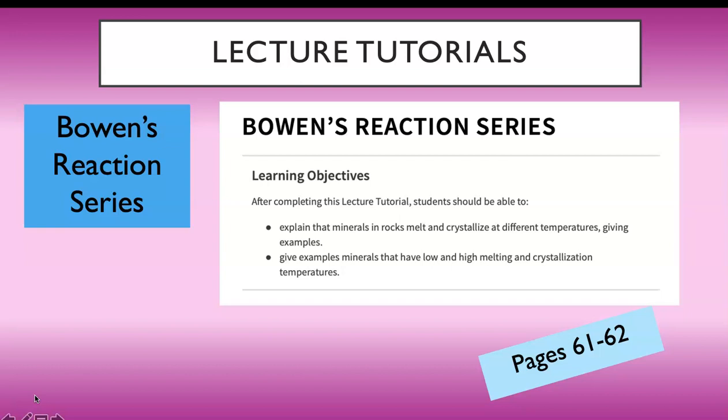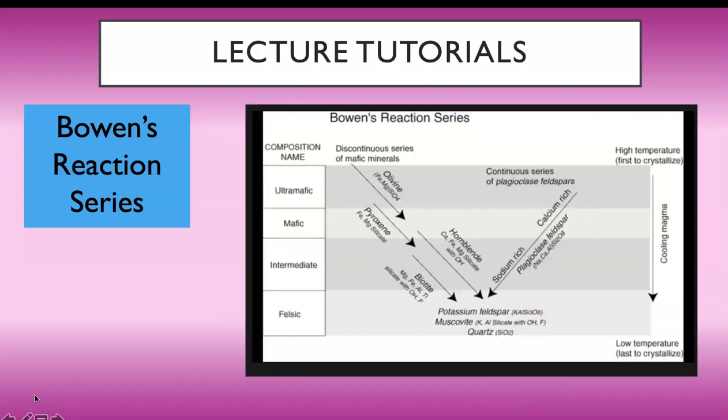As usual, please try to answer these questions before I go through the answers. Just as a reminder, this is what Bowen's reaction series looks like. We have temperature high to low on one side of the diagram, and so as a magma moves from the top to the bottom of this diagram, it's cooling and crystallizing, solidifying.